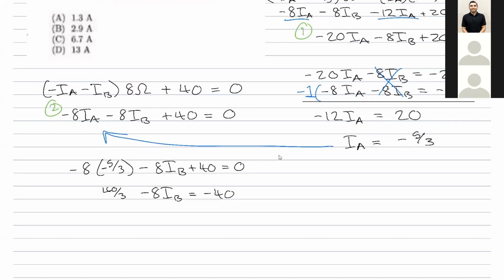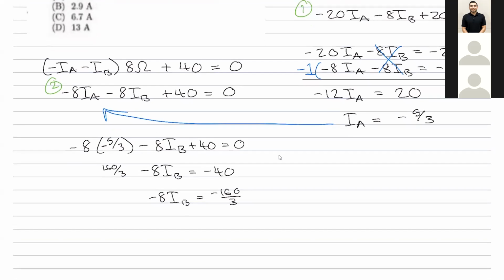Sorry, I'm just doing math right now. We got like 20 over 3, I think. 160 over 3, whatever. And then we're going to divide that by 8. And we get 6.667, whatever.